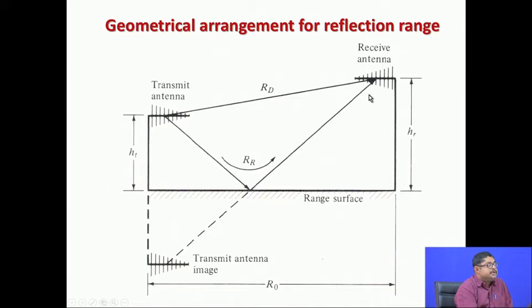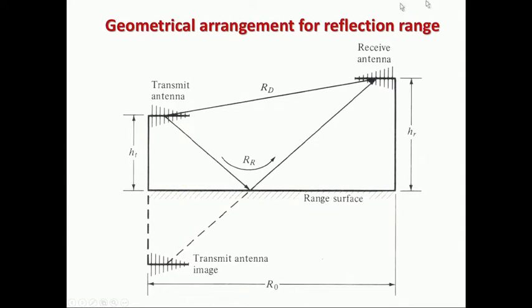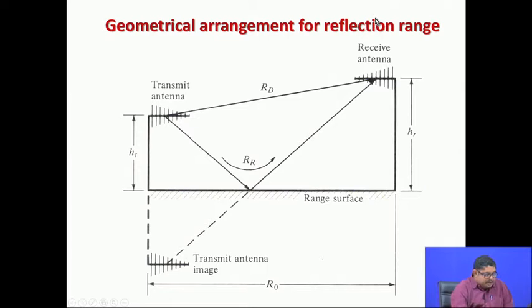So, there is a constructive interference, and by that you measure the patterns. This is called reflection type ranges. By proper design it creates a constructive interference in the region of the test antenna, which is also called the quiet zone. The specular reflections from the ground are utilized here to do that.